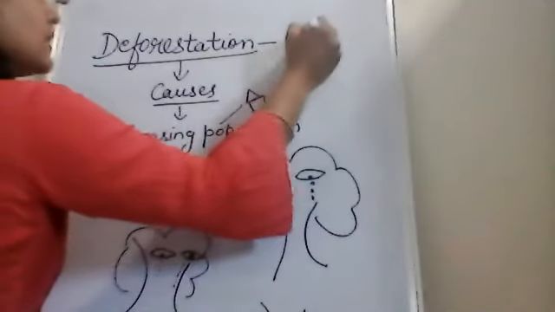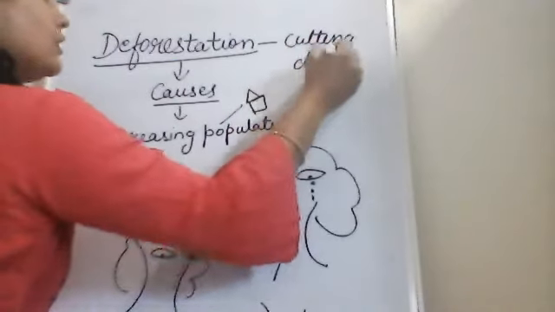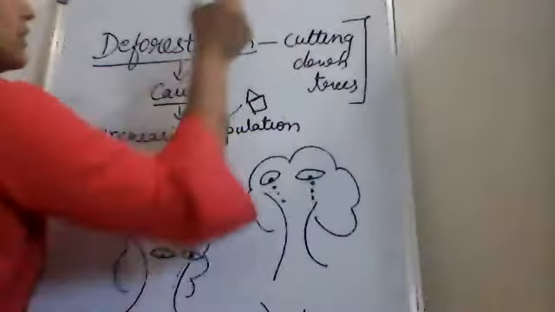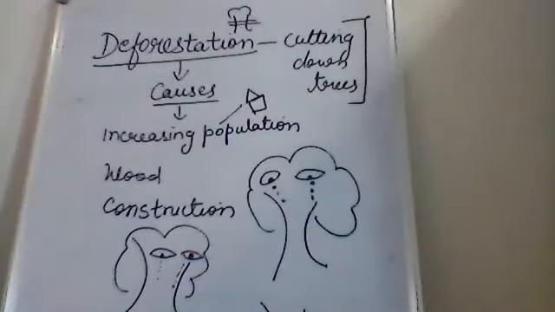Deforestation means cutting down of trees. Cutting down trees. This you have to remember. Deforestation: you are cutting any tree. Okay, that is deforestation. And causes, what are the reasons?